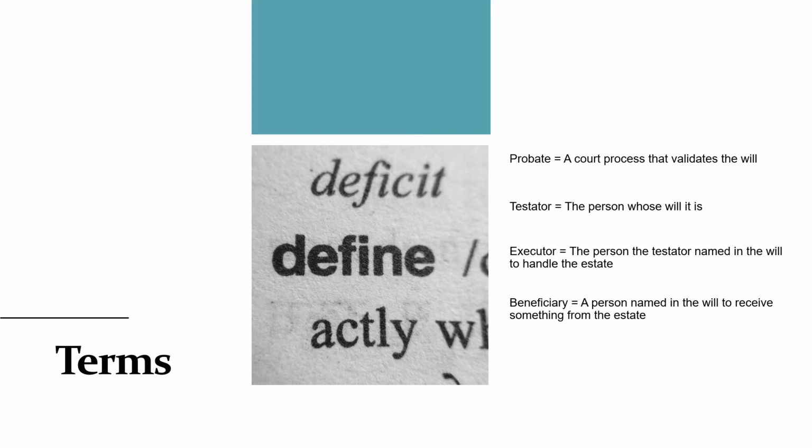The testator is the person whose will it is. Throughout the application, the documents refer to the applicant. This is the person applying for probate of the testator's will. The executor is the person named in the will to handle the estate. This includes paying debts, collecting assets, and distributing the estate to the beneficiaries, who are the people named to receive something in the testator's will.